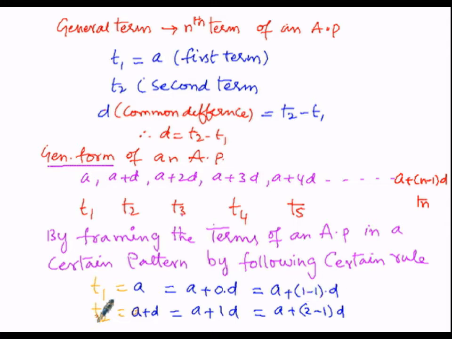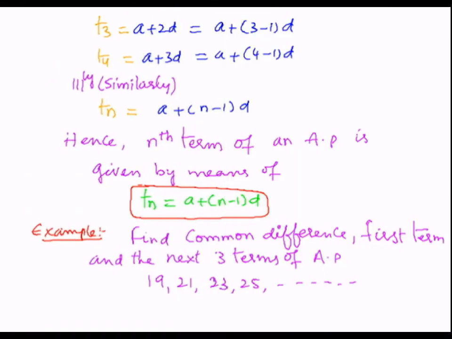Then the second term is a plus d. Here the coefficient is 1, a plus 1d. To get this 1, since we are finding the second term, the n value is 2, and from this 2 we subtract 1. So it is a plus 2 minus 1 into d. Then the third term t3 is a plus 2d. Since we are finding the third term, from 3 we subtract 1 to get 2. To get the fourth term, from 4 we subtract 1, that is a plus 4 minus 1 into d.